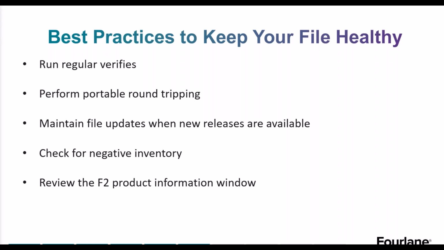Next thing is checking for negative inventory. We went through those different areas where you can run reports as well as use that troubleshoot inventory area to see where our items are going negative. So keeping a regular review of that to make sure that we're performing cleanup to get those negatives out of the system is crucial. The last thing is reviewing the F2 product information window.